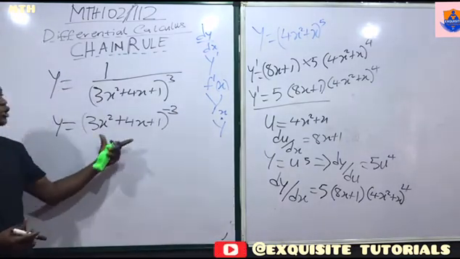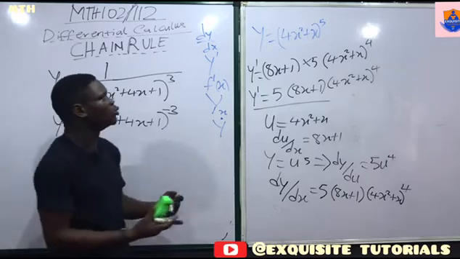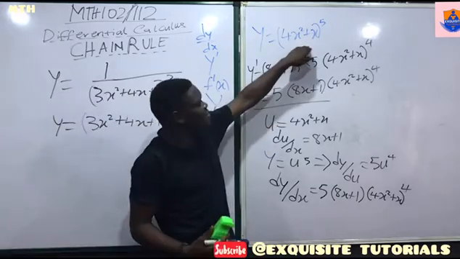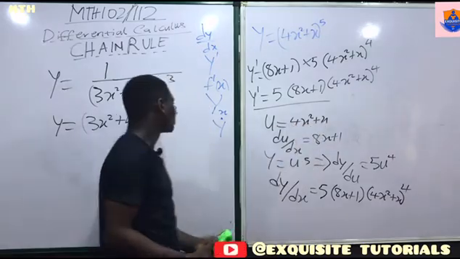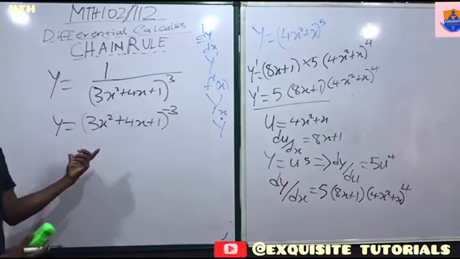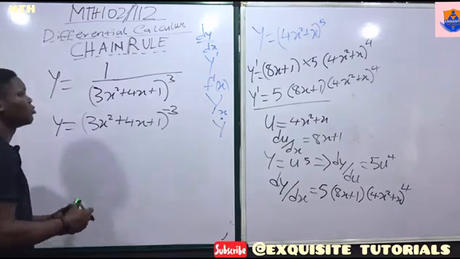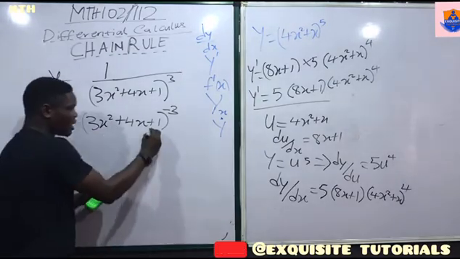Now this is where the chain rule will come into place. In our chain rule, we always let this particular function be u. So this is the part that will become the u. But instead of going through that long process, remember we said first of all differentiate whatever is inside.